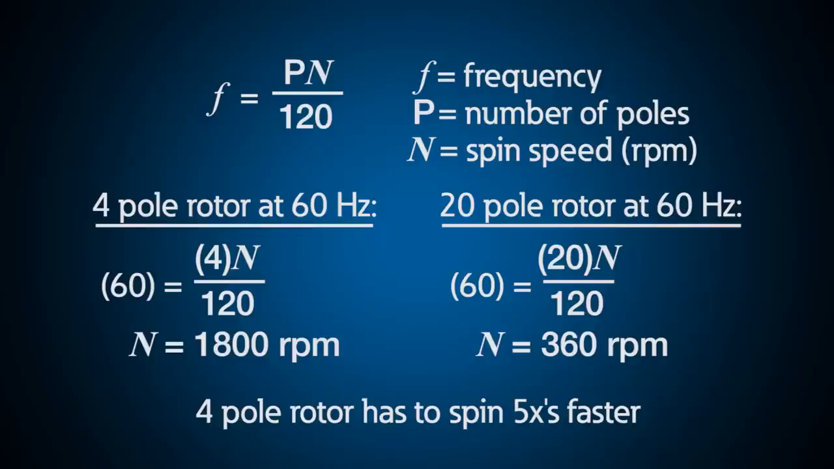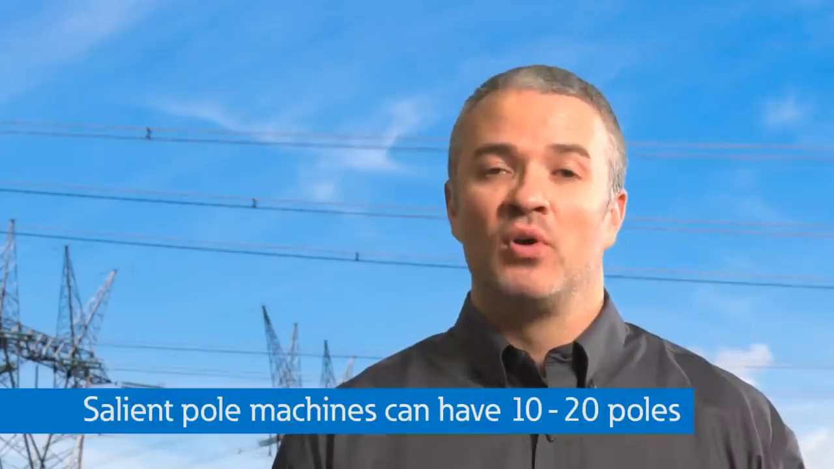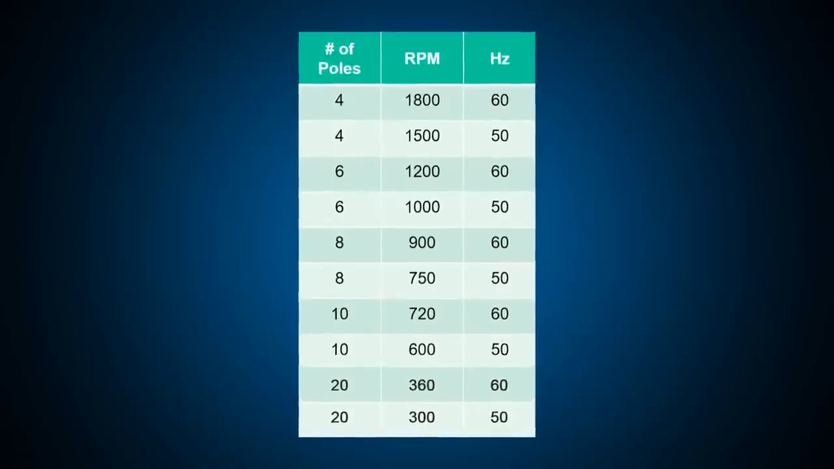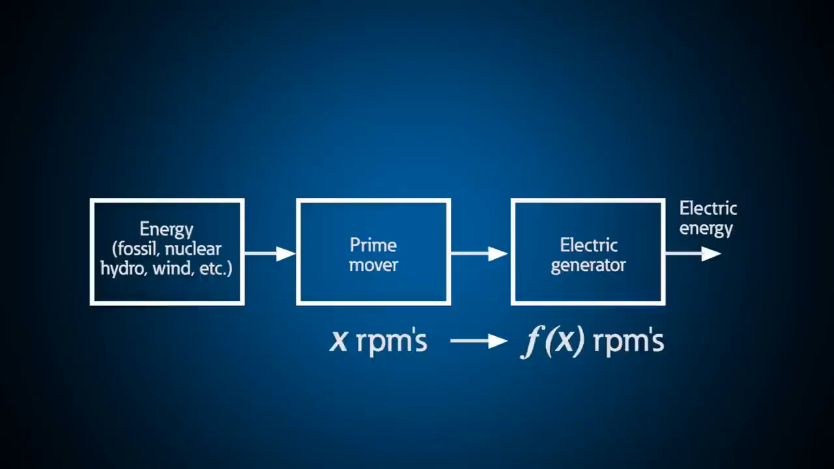The frequency of a generator is directly related to the number of poles on the rotor and the speed at which it spins. For example, for a 4-pole rotor to rotate at 60 Hertz, it would have to spin 5 times faster than a 20-pole rotor, putting much more mechanical stress on the generator. Salient pole machines may have 10 to 20 poles, reducing the stress on these generators, but again, run at a lower RPM. Power plants may choose a rotor with a certain number of poles depending on the speed needed for the application. In other words, if the device that will be spinning the rotor, known as the prime mover, has a certain operating speed, the rotor can be selected based off of that RPM.